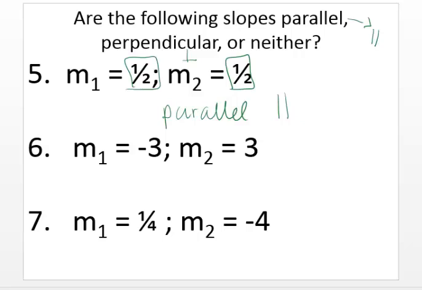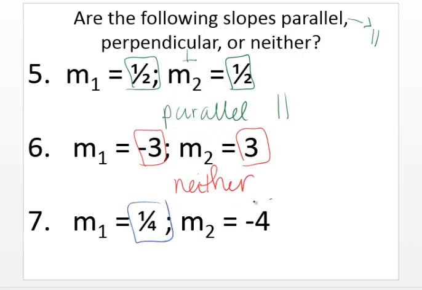In the next example, I see I have a -3 and a +3. These are not the same. They're not both 3's, they're not both -3's, they're not negative reciprocals of each other. So this one is neither. They are neither parallel nor perpendicular. The last example I have here is 1/4 and 4. Excuse me, 1/4 and -4. If I look at the fraction of this, those are reciprocals of each other and they have different signs. So these are perpendicular, or you can say the upside down T for perpendicular.